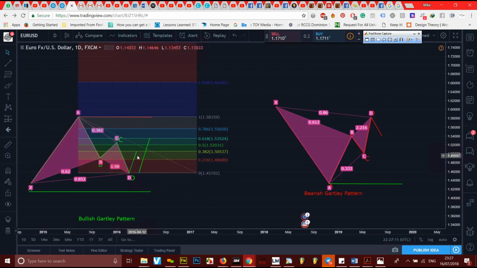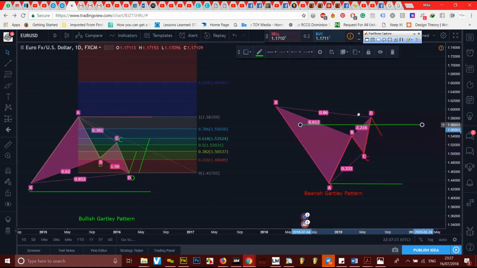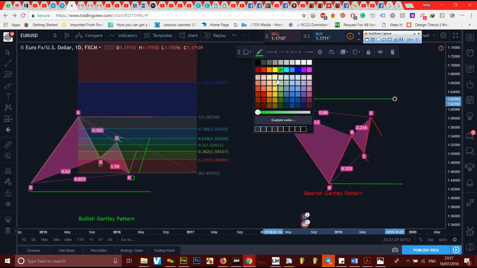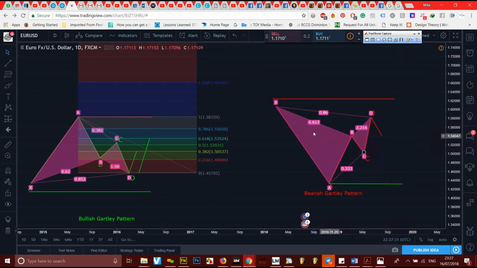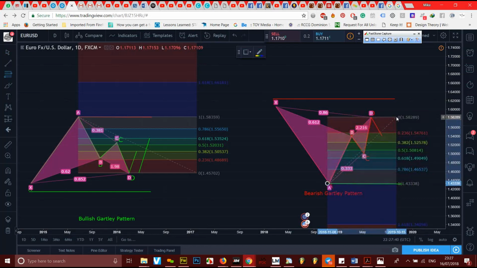Your target 38.2 or 61.8. So the same thing here as well. Stop loss somewhere around here. And then your target again, you take it all the way from your A to your D. So this will be your target right here. Your first target 38.2 and your second target from that same level to your 61.8. Stop loss somewhere around here.